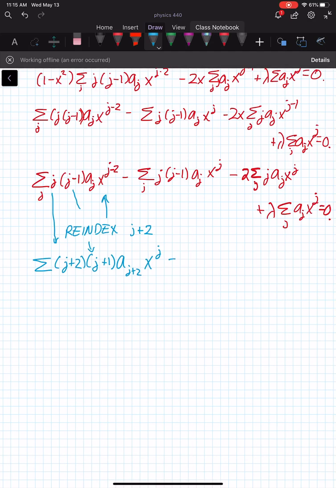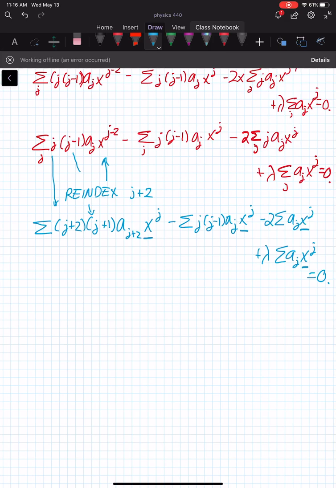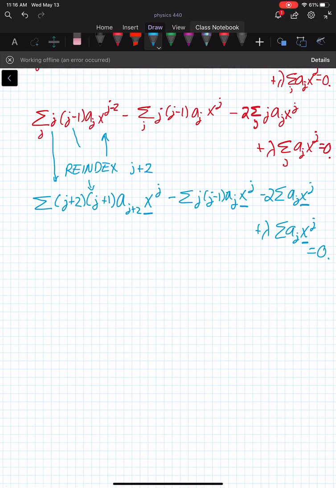Now we have the sum of j plus 2 times j plus 1, a sub j plus 2 x to the j, minus the sum of j times j minus 1 a sub j x to the j, minus 2 times the sum of j a sub j x to the j, plus lambda times the sum of a sub j x to the j, all equals 0. This neat little trick means that all of our coefficients are multiplying the same power of x, that is x to the j. All we did was shift the meaning of j so that we could be looking at the coefficients that are multiplying those powers. That means that the sum of j plus 1 times j plus 2 times a sub j plus 2, plus a minus j times j plus 1 plus lambda times a sub j, all has to be equal to 0.